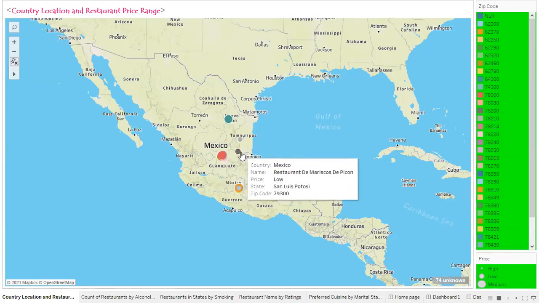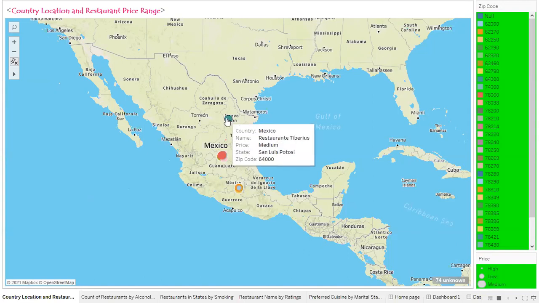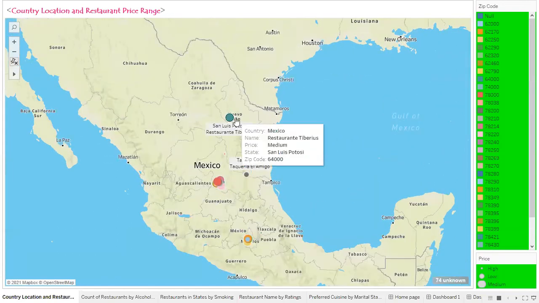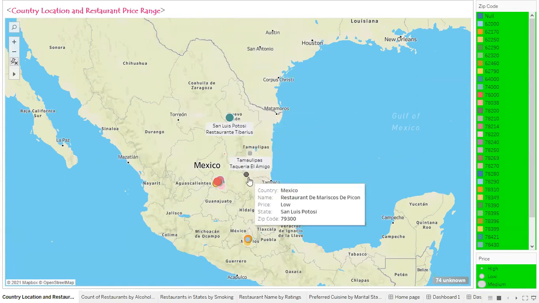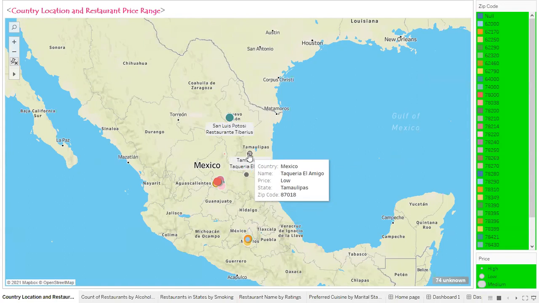So if you look at all of this, you will discover that the name of the restaurant was also included, for instance, Restaurant Tiberius. The price around that particular restaurant is medium, and the state is San Luis Potosi, and we have the zip code of 64000. And we could move over to another little town here named Tamaulipas. I hope I pronounced that. The price is quite low, and the name of the town is Tacuela El Amigo. And the price was, of course, low.